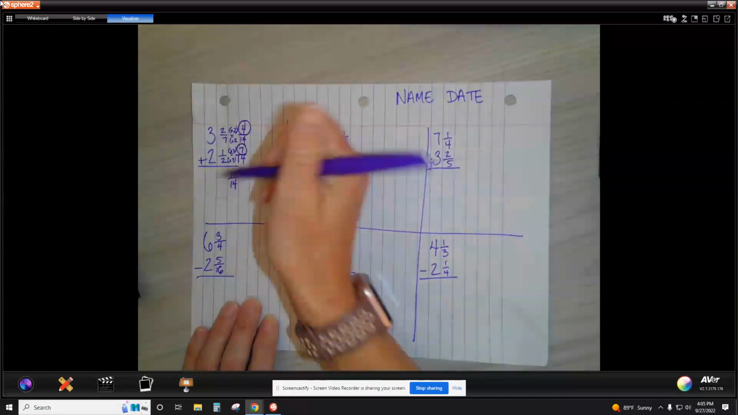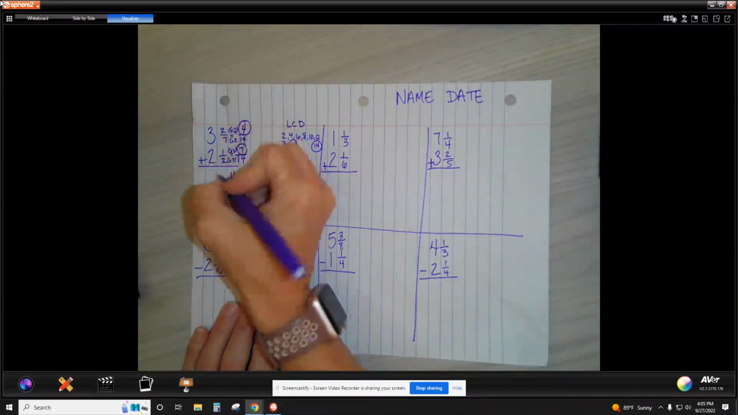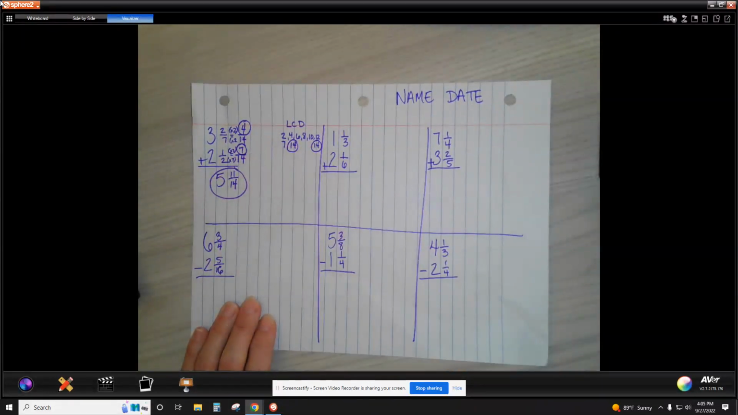Be really careful not to forget about these whole numbers. I see a lot of kids do that. You still have to add the 3 and the 2. You get 5 and 11 14ths.